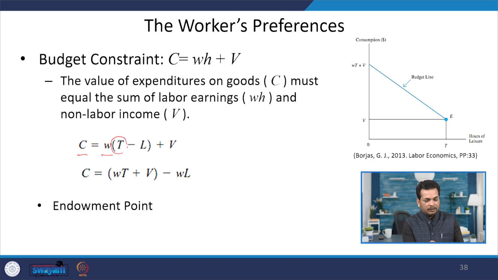where T is the total time available weekly, minus the leisure hours, plus the non-labor income. If we rewrite this, the budget constraint is C equals W T plus V minus W L. So, you can see the slope of the budget constraint is minus W.